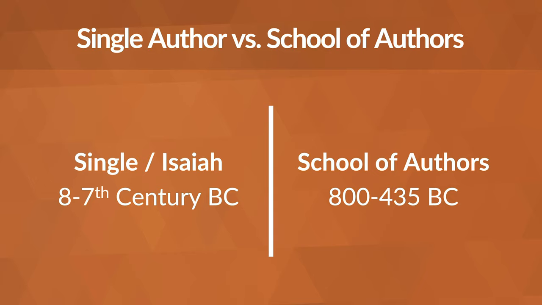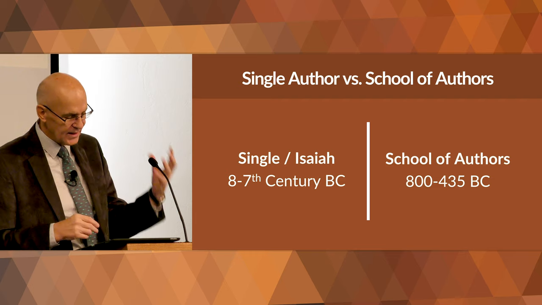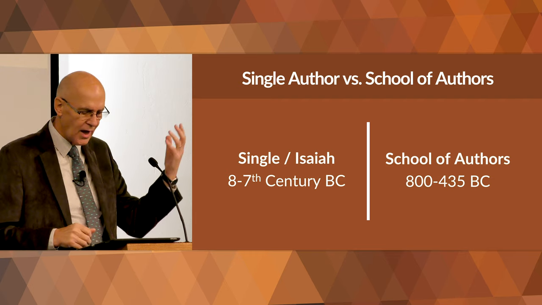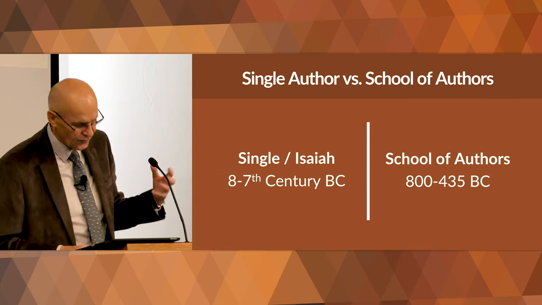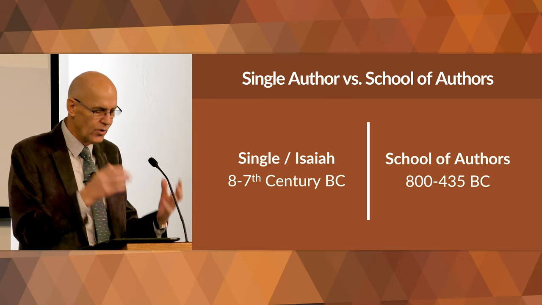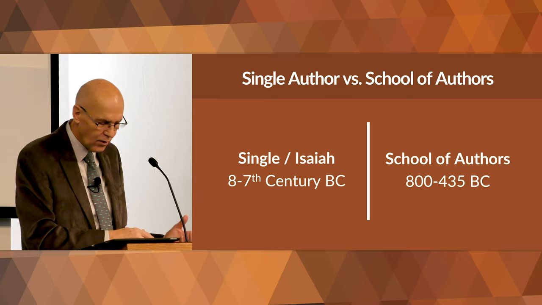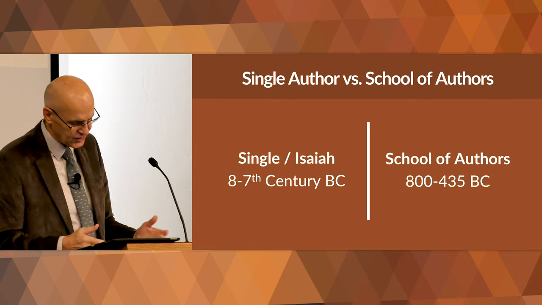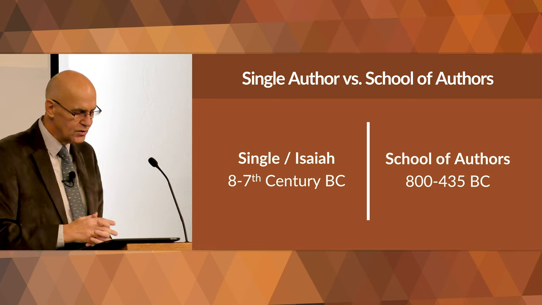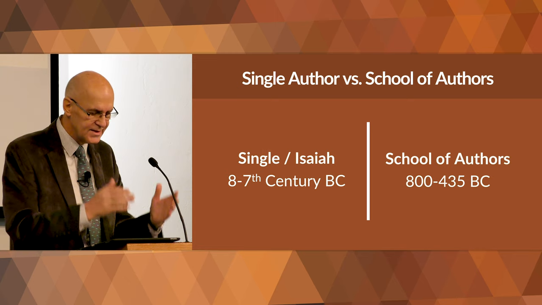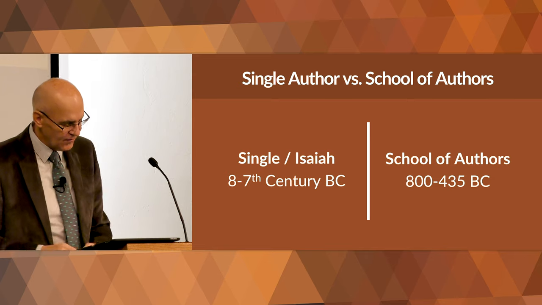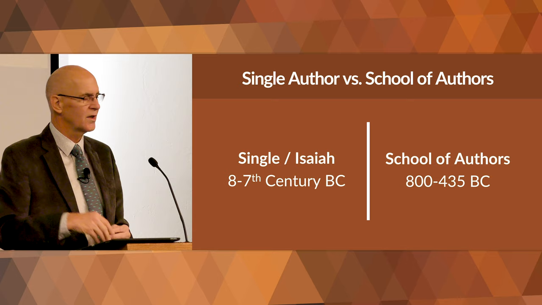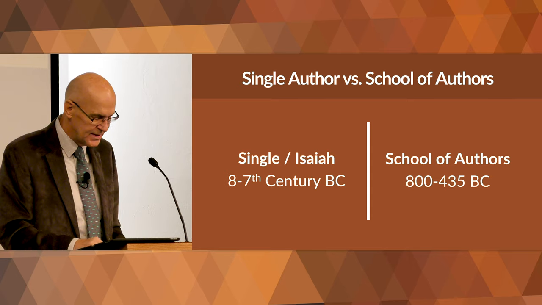As I mentioned before, one of the main debates concerning this book is whether it was written by a single person, a man called Isaiah, who lived in the 8th and 7th century and served as a prophet. Was the book written only by him, or was it written by a school of prophets or a school of writers who produced the material based on Isaiah's initial work, but wrote over a period of several centuries, ending their work in around 435 BC?